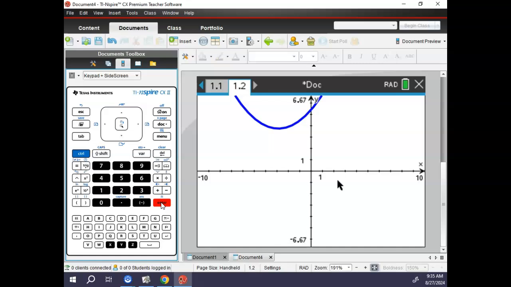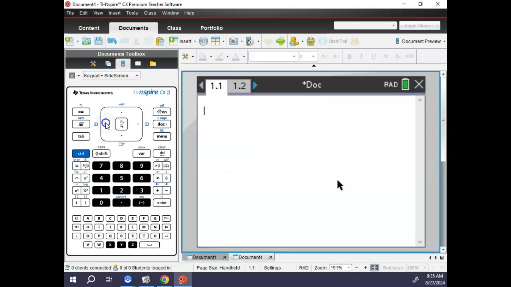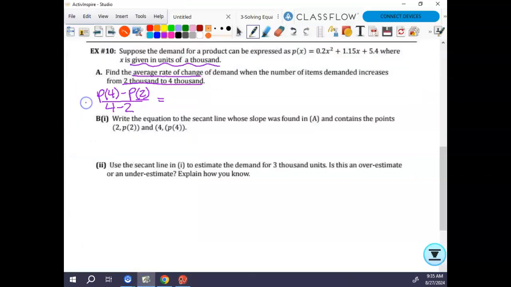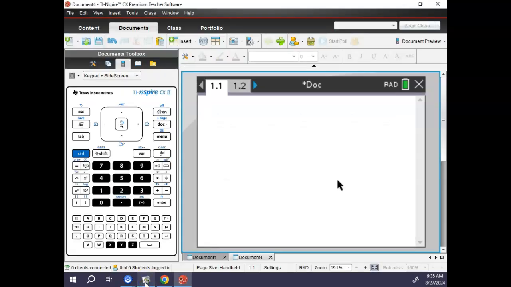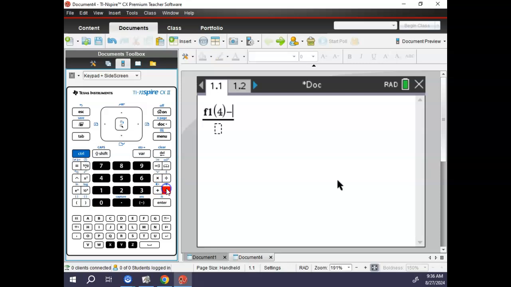Okay. So then I'm going to go to my calculator screen, Control left, and I'm here. And I want to put in this almost exactly like what I have, except that I don't get to use p. Where did we put that function? F1. Good. So I want to get a fraction, Control divide, and then I'm going to type F1 of 4 minus F1 of 2 over 4 minus 2. And we get 2.35. Okay? Everybody okay with that?